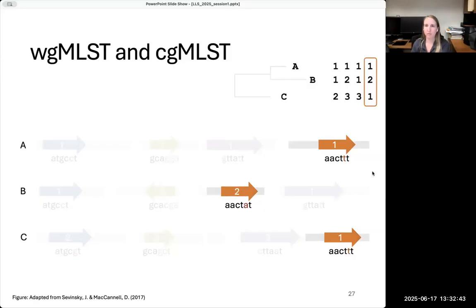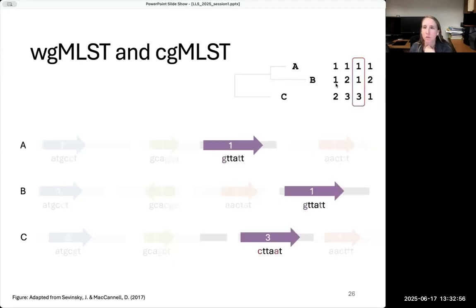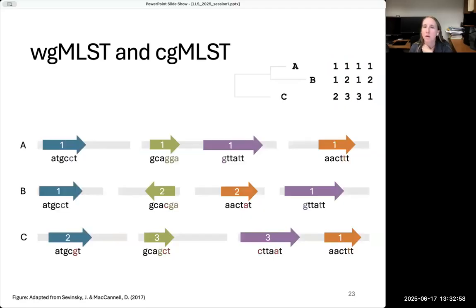And so now we put that all back together like we did with the SNPs, and we have the different allele designations lined up here at the top. I'm actually going to go back a few slides. Yeah. So we have 1, 1, 1, 1 for A, then 1, 2, 1, 2 for B, and 2, 3, 3, 1 for C, based on the allele identifiers we gave each of these genes.